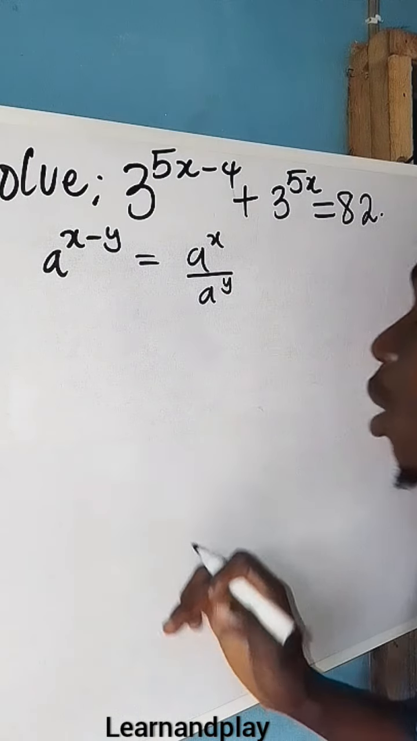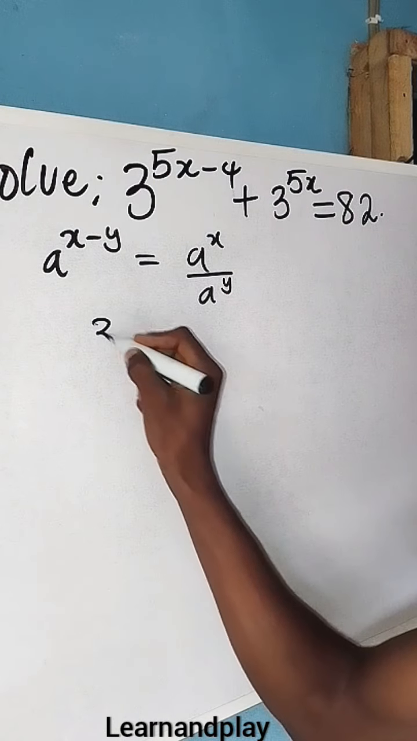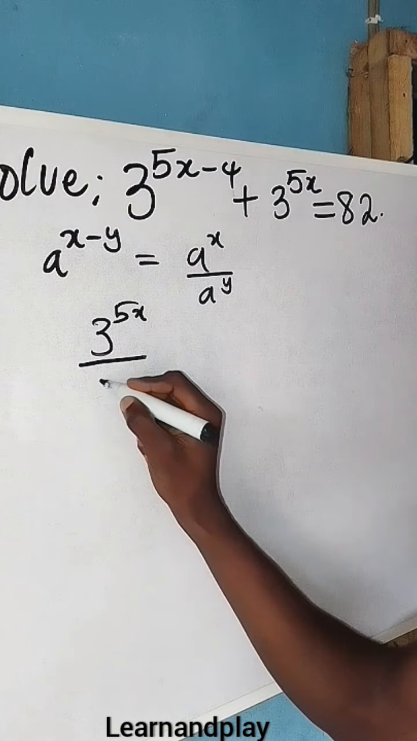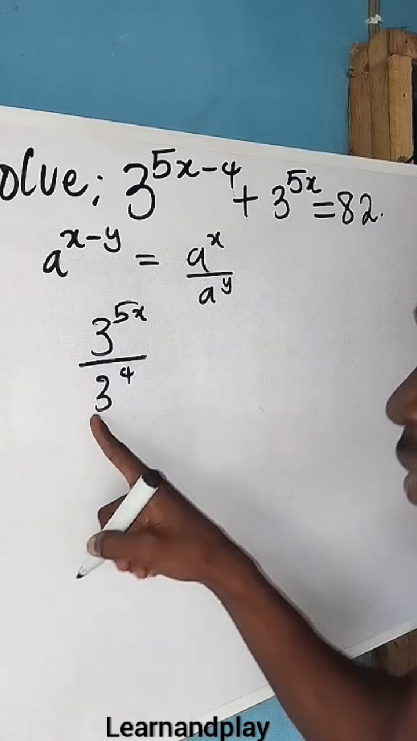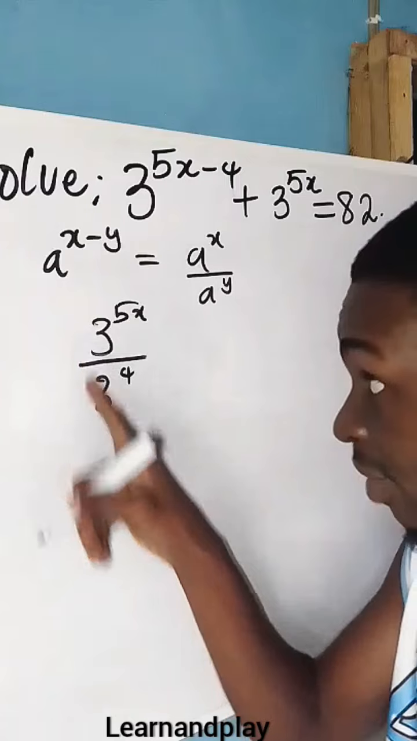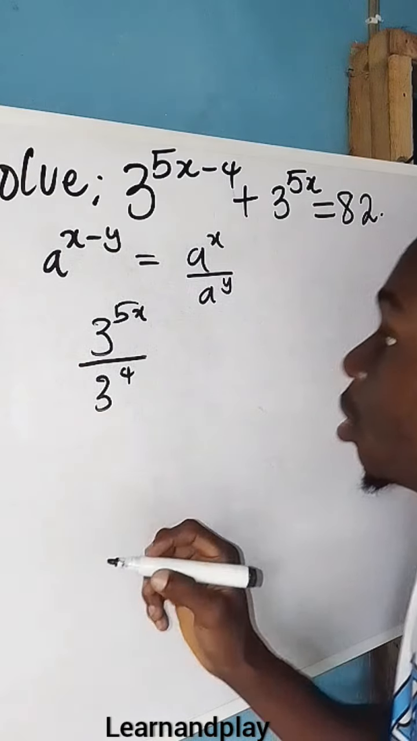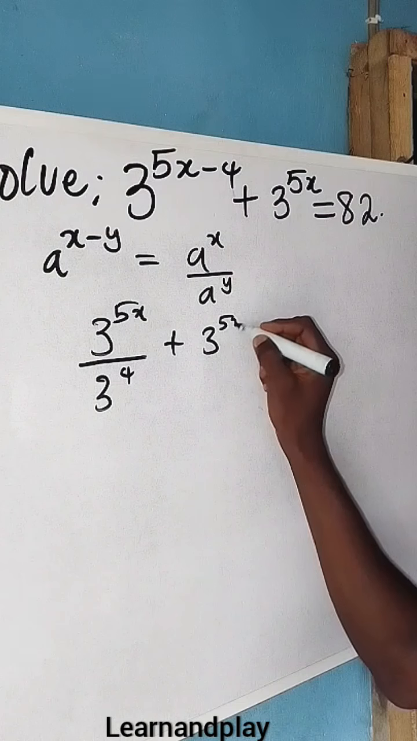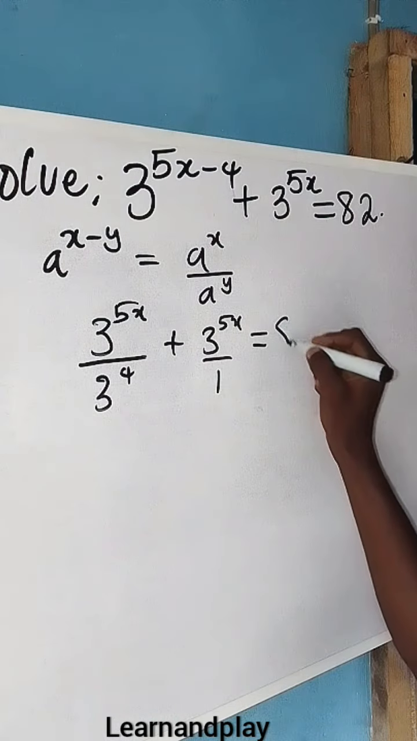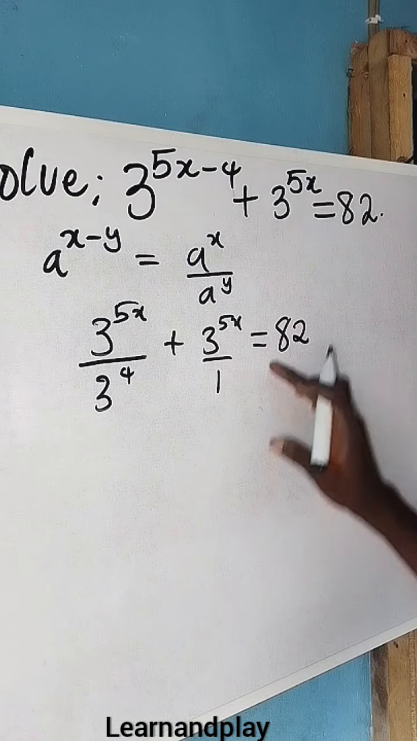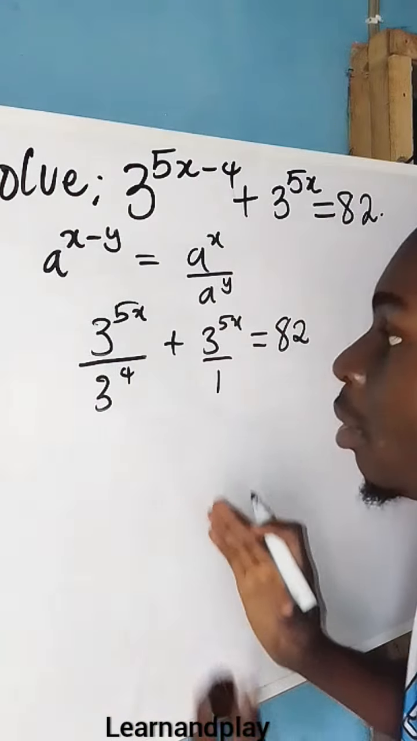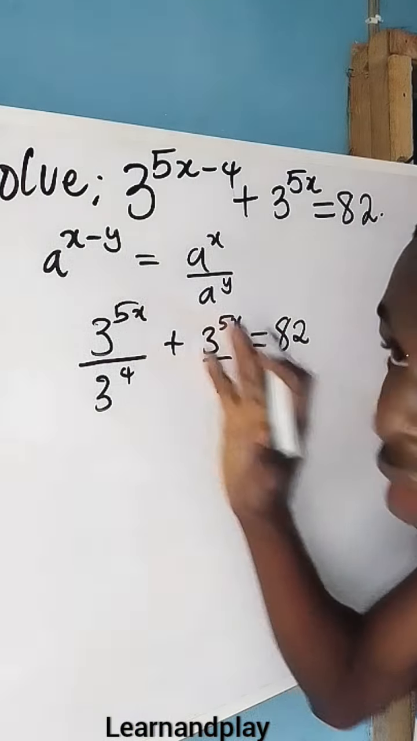So we are going to have 3 to the power of 5x divided by 3 to the power of 4, because if I divide the same base, I need to subtract the powers. So this is just like saying plus 3 to the power of 5x, call this over 1, all this is equal to 82. Now since the numerators are the same, we can equally factor out 3 to the power of 5x because the numerators are the same.